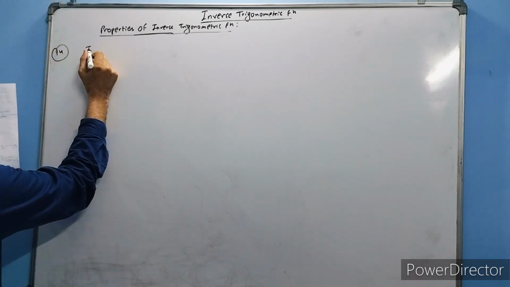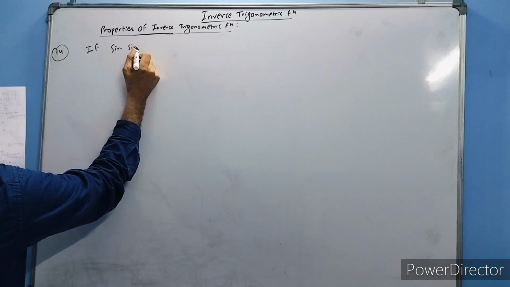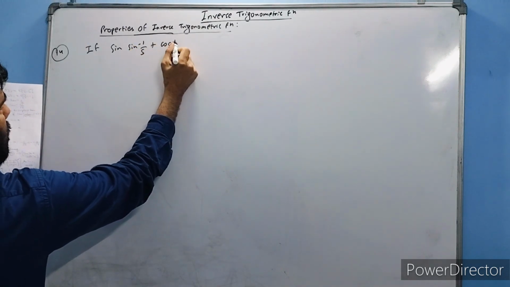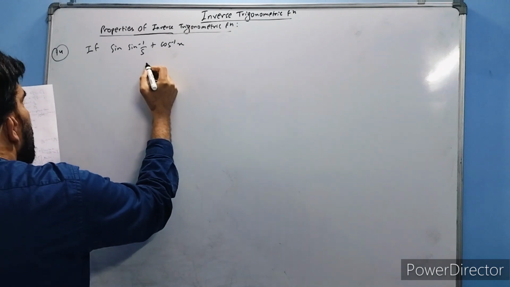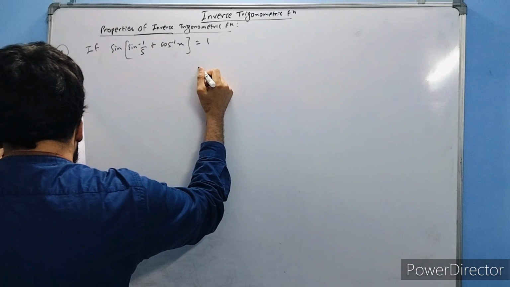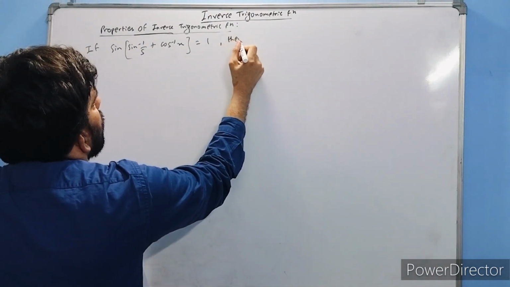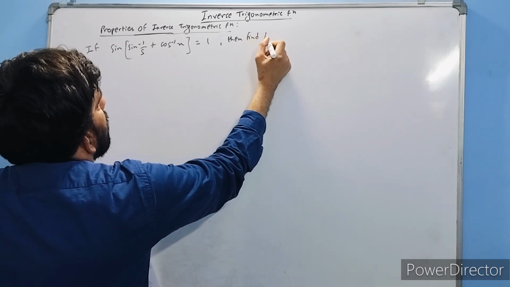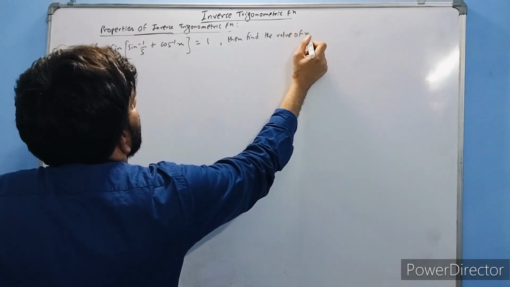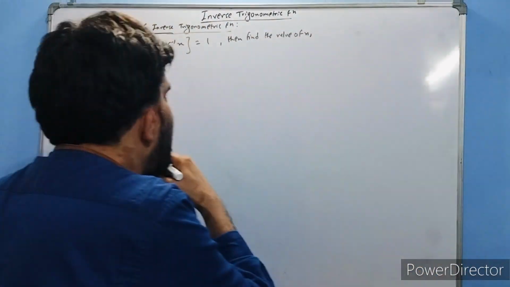if sine inverse 1 upon 5 plus cos inverse x is equal to 1, then find the value of x. Okay, let us see how we can easily find it.